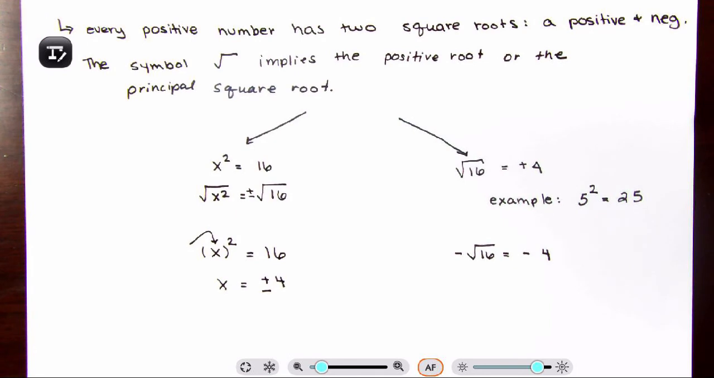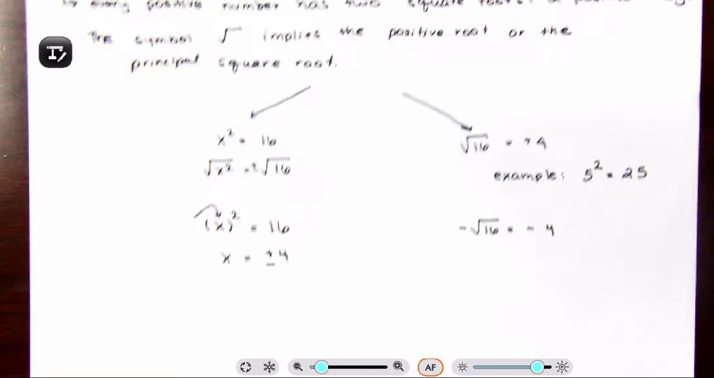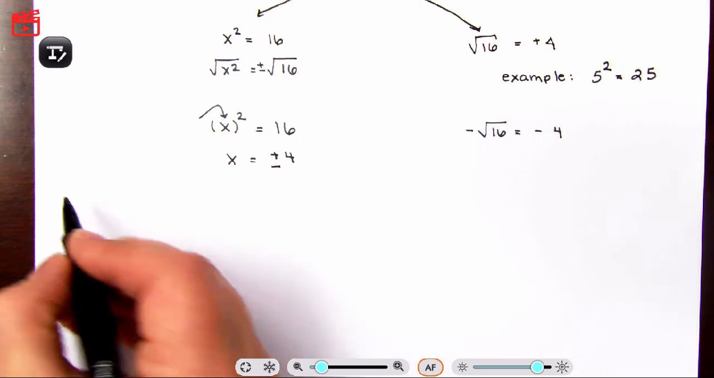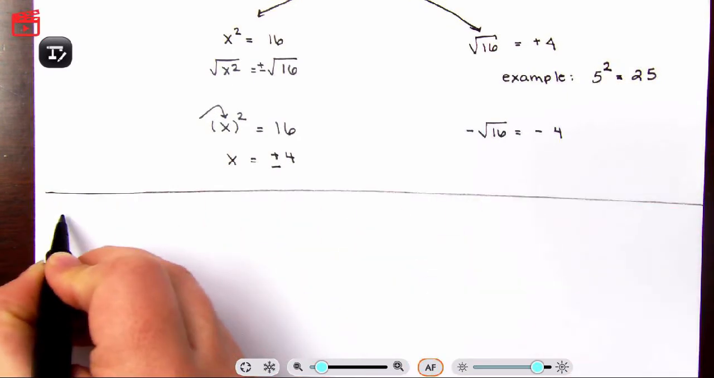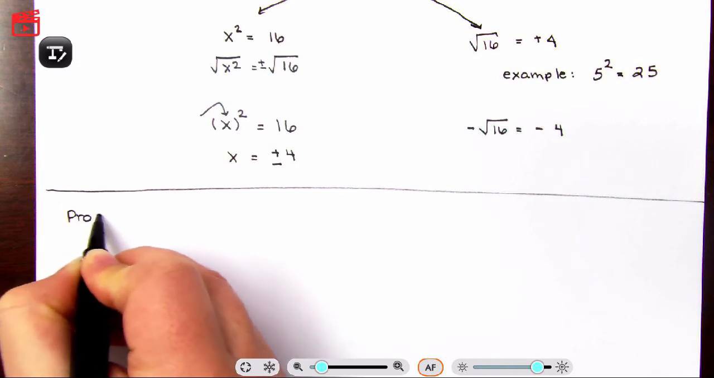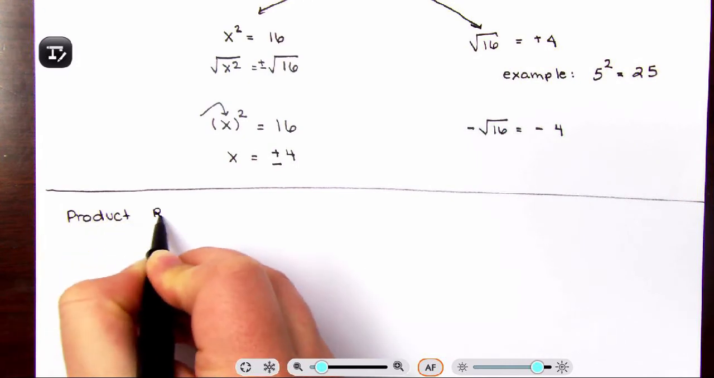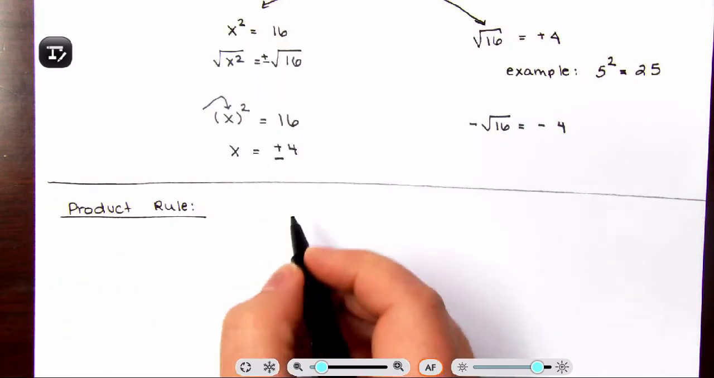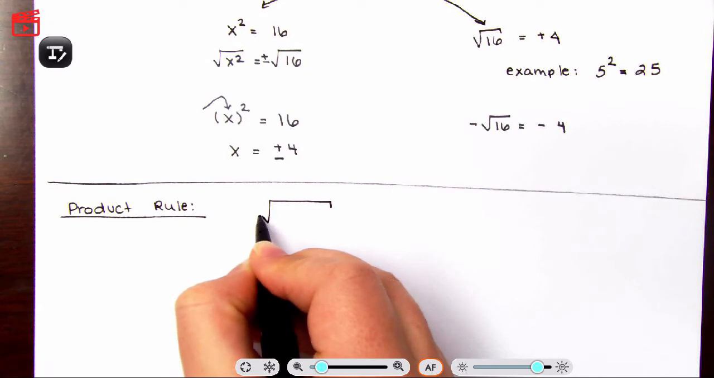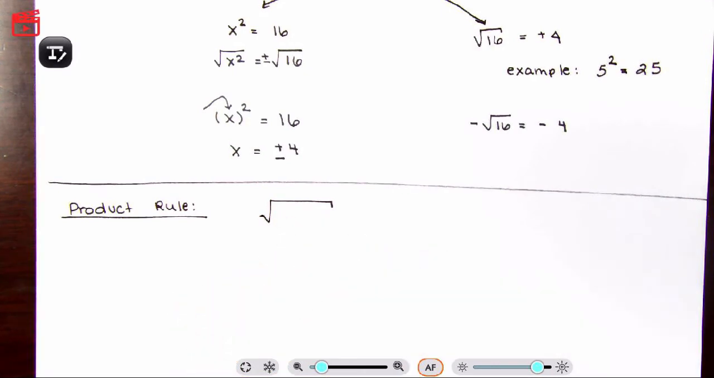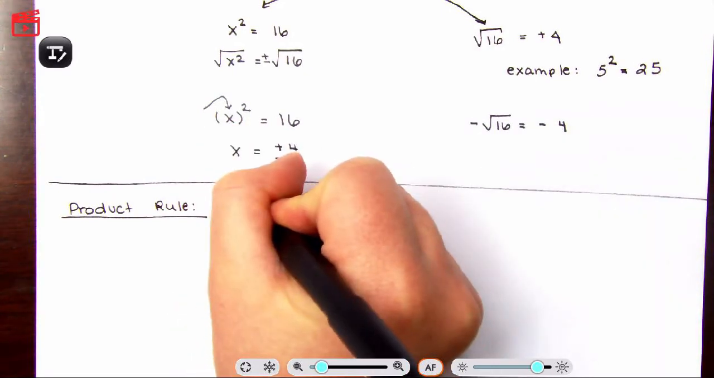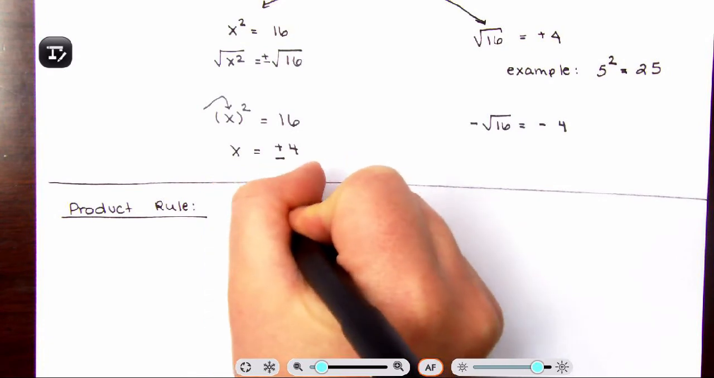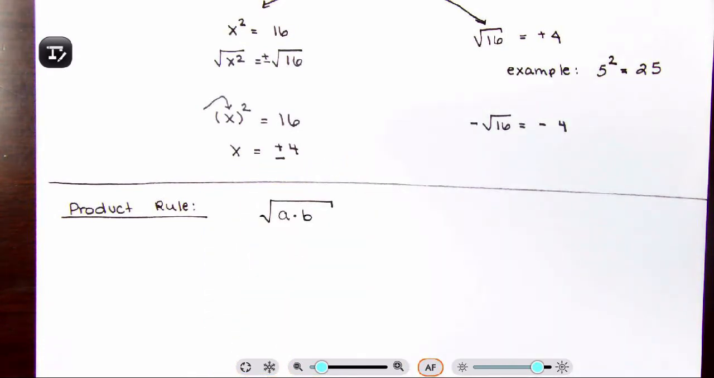All right, so let's go ahead and jump into some properties that we're going to need. Some rules. The first rule we're going to need is called the product rule. And I personally think the product rule is pretty cool. And what that means is if you take the square root of A times B, and we're going to separate them out.